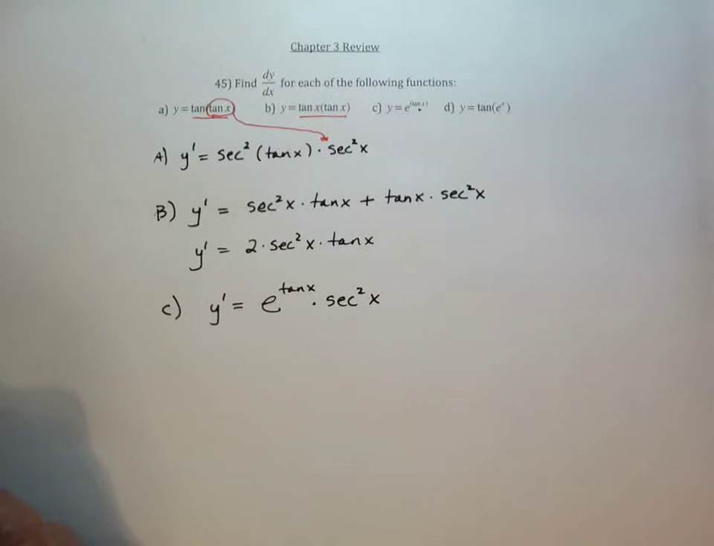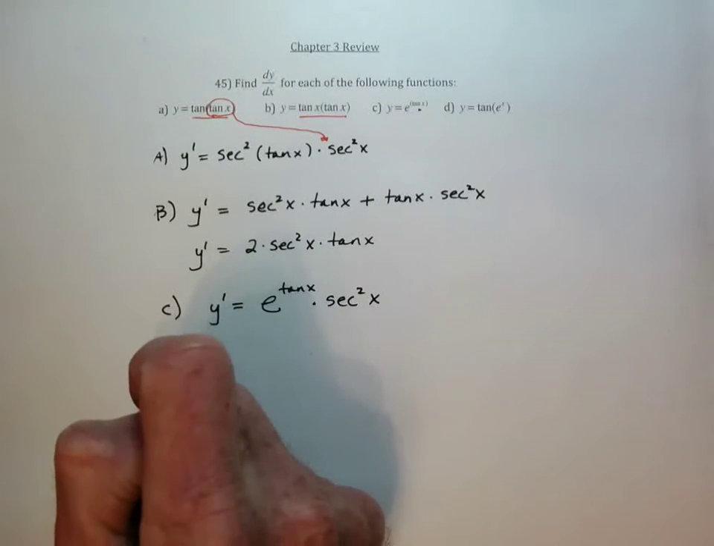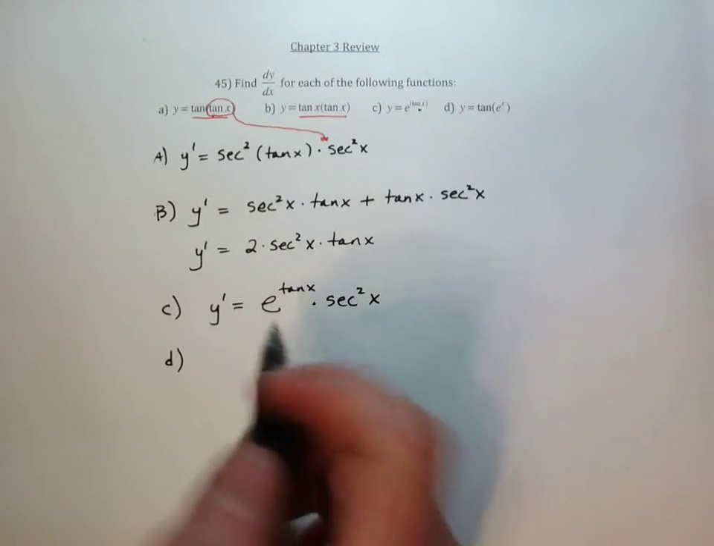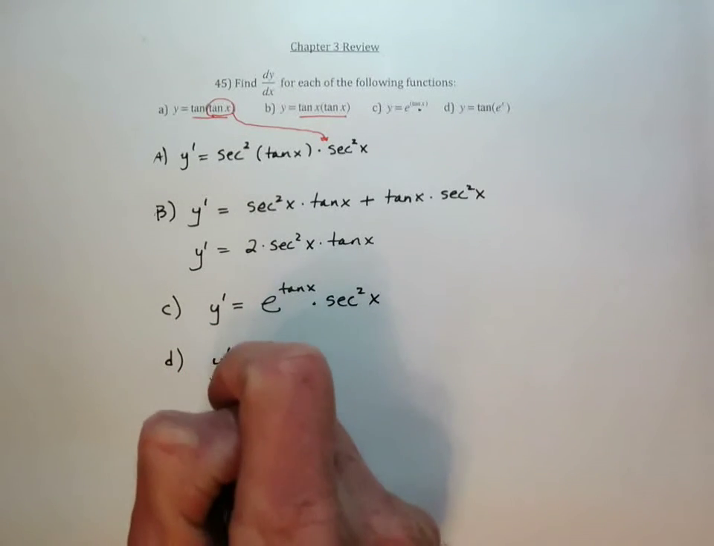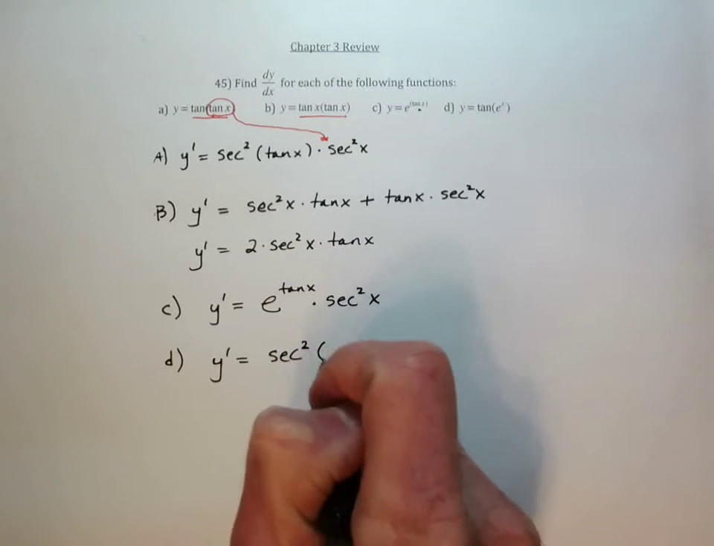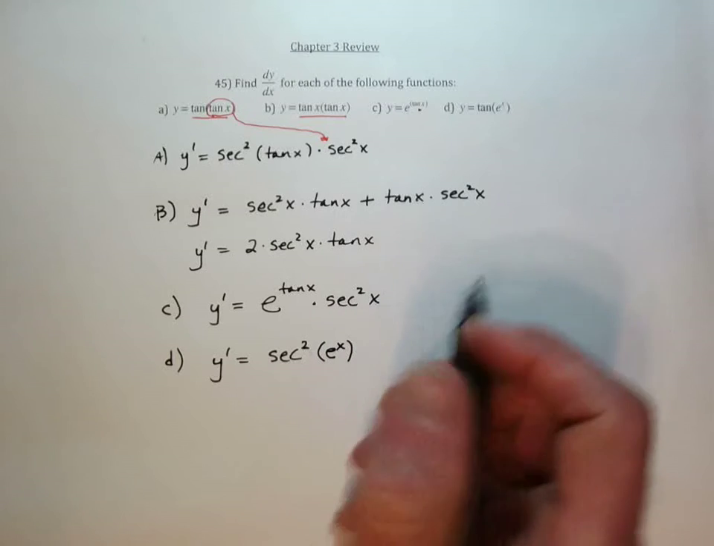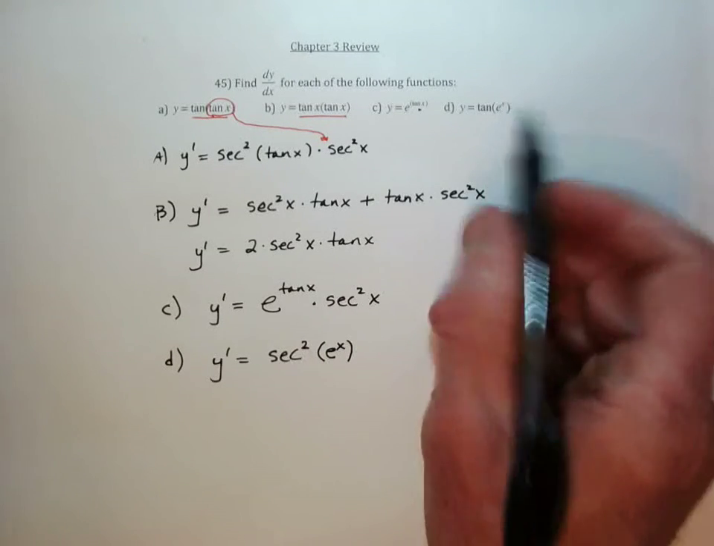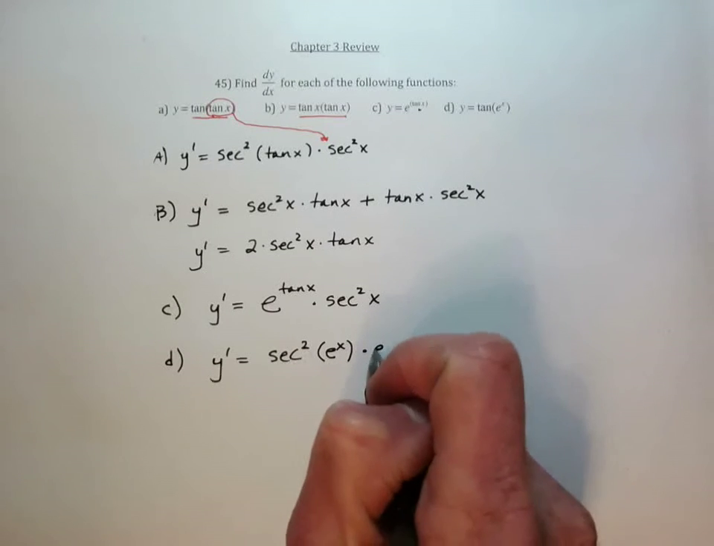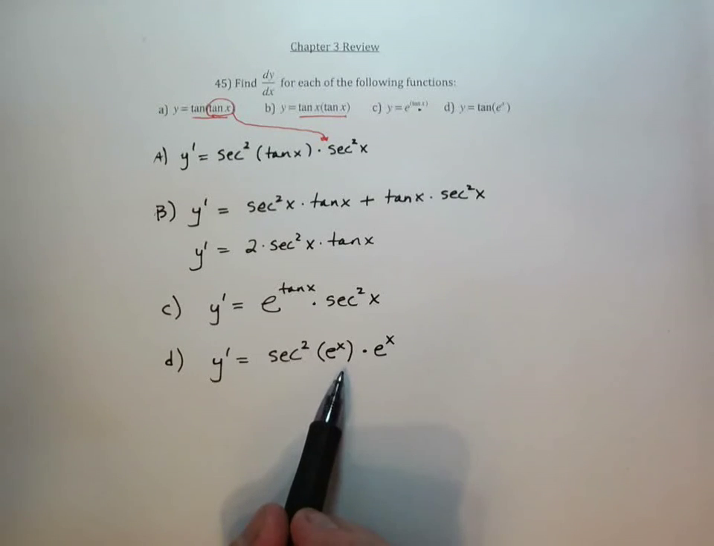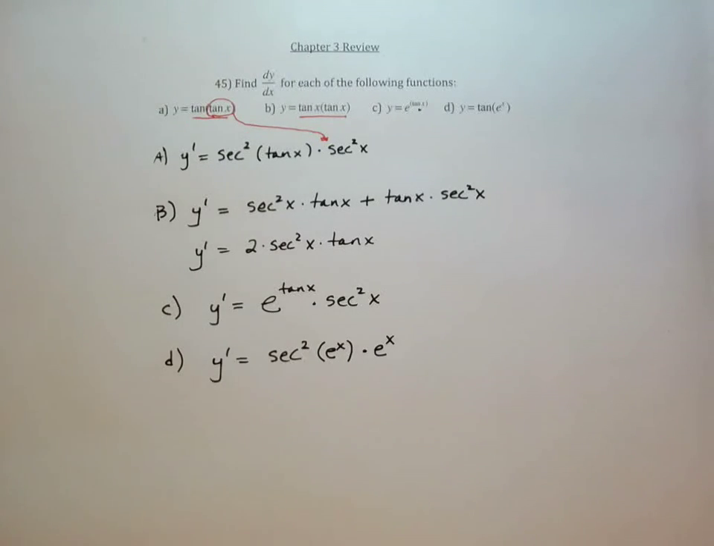Can't be simplified. And for part D, the derivative of tangent is once again secant squared. So at the beginning it's going to be secant squared of e to the x. And now the chain rule. Take the derivative of e to the x, which is e to the x. And believe it or not, that one's finished also. This one cannot be simplified. So that's it for number 45.